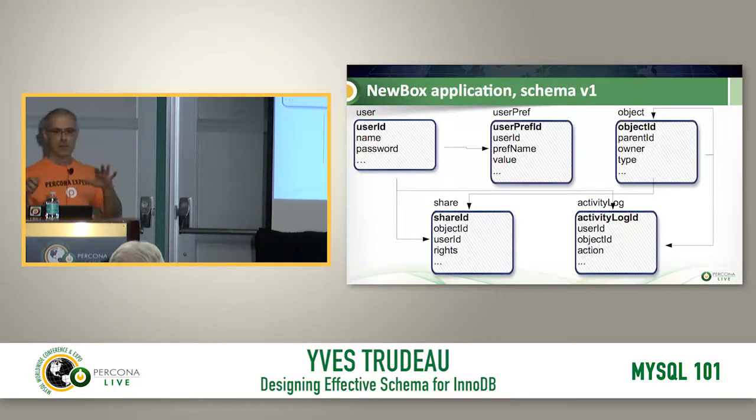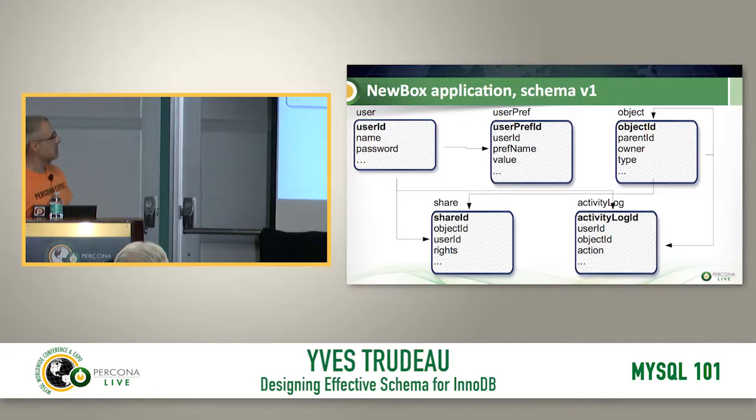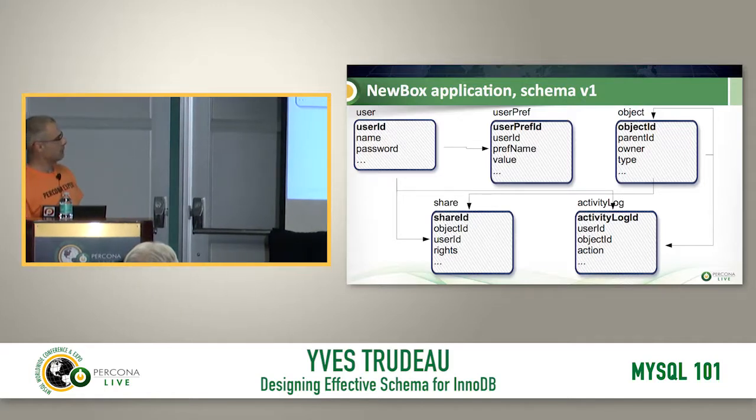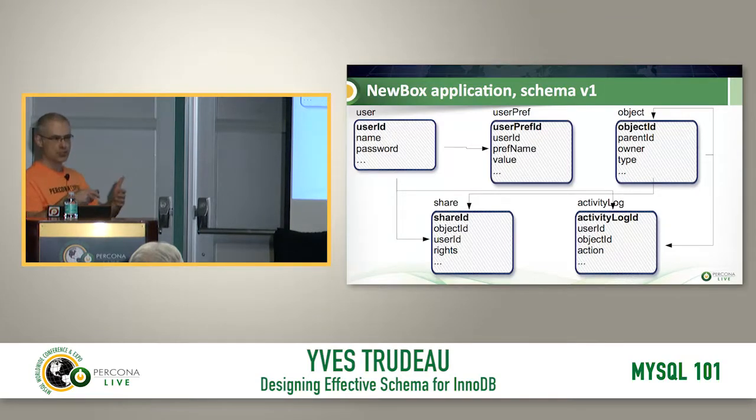So let's see. I want to develop my super fantastic file sharing application. So say, I'll have users. Users have name, passwords, and some other attributes. I want to have preferences so that they can change a theme, the ordering, whatever they want. I will define a set of preferences here. They will have objects that they save, so a file, folder. Those objects can be shared between users. So I have a table to refer to the share.